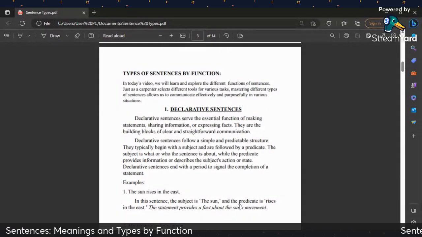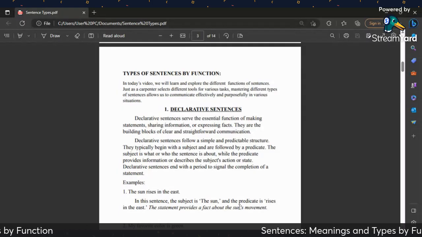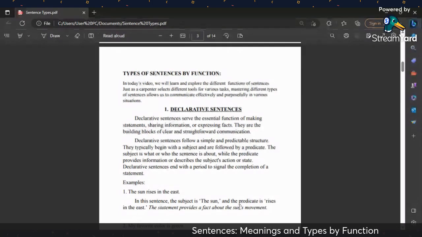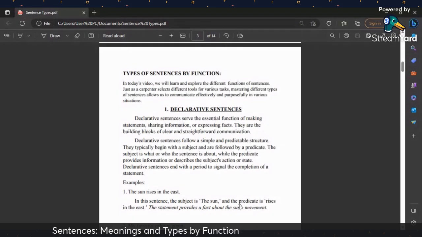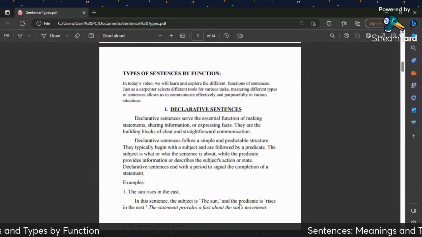So in today's video, as I've earlier said, we're going to take a look at the different functions of sentences. It is just like a carpenter. When a carpenter is working, he makes use of different tools for various tasks.